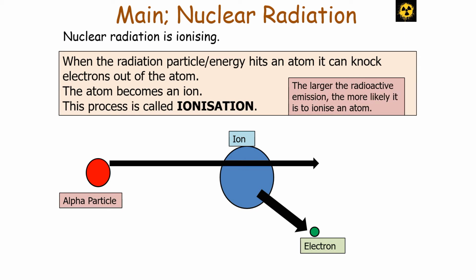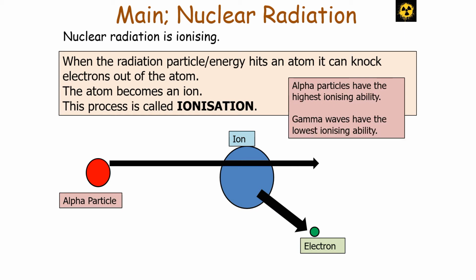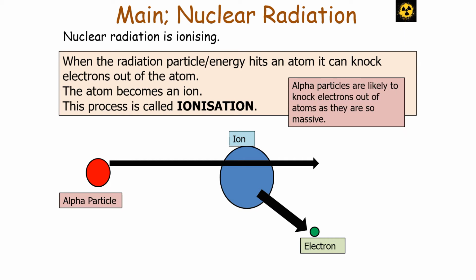Now the larger the radioactive emission, the more likely it is to ionize an atom. So the larger the radioactive emission, the larger the ionizing power. So alpha particles have the highest ionizing power, whilst gamma waves have the lowest ionizing power. Now alpha particles are likely to knock electrons out of the atoms as they are so massive, whilst gamma waves are unlikely to knock electrons out of the atom as they have no mass.